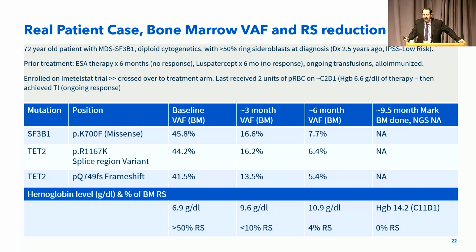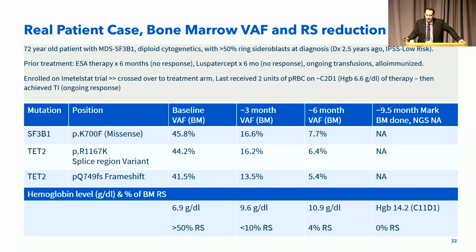Before trial enrollment, she had MDS for about 2.5 years and was low risk per IPSS. The prior treatments included ESA therapy for 6 months without a response, and luspatercept for 6 months, with the dose escalated to 1.75 milligrams per kilo for 3 doses, with ongoing transfusion dependence. She actually had alloimmunization as well, and it was becoming more and more difficult to get her blood units.